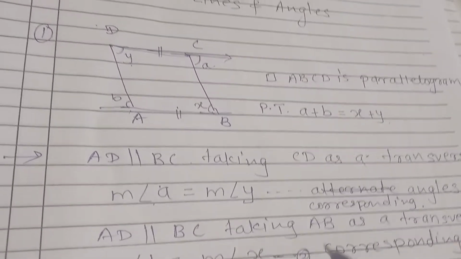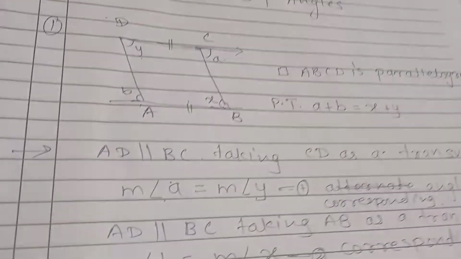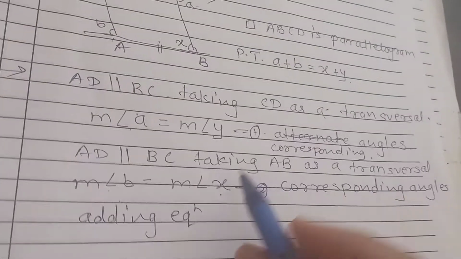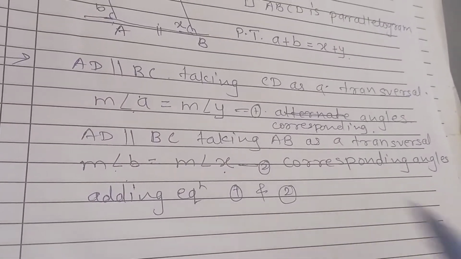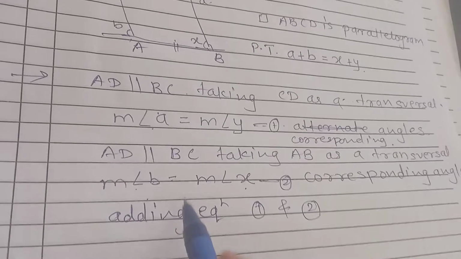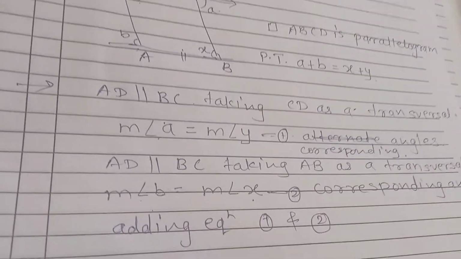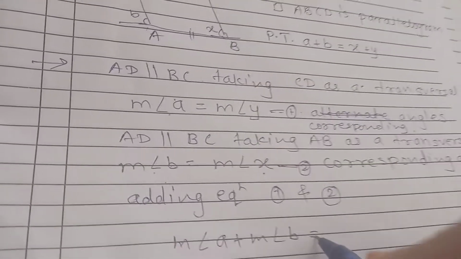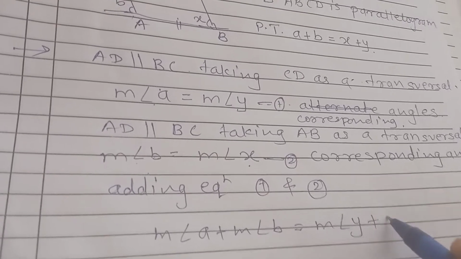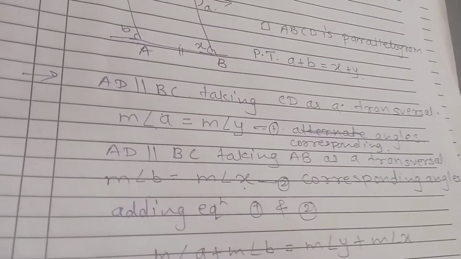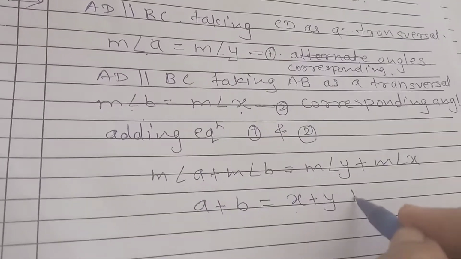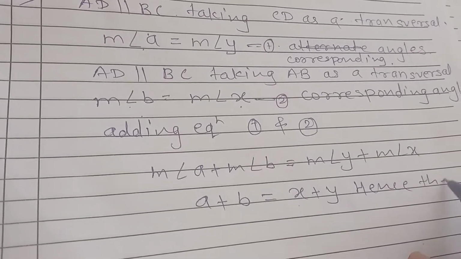Give this as equation number 2. This is equation number 1. Adding equations 1 and 2. If we add these equations, LHS is added to LHS and RHS is added to RHS. That is, measure of angle A plus measure of angle B is equal to measure of angle Y plus measure of angle X. That is, A plus B is equal to X plus Y. Hence, the proof.